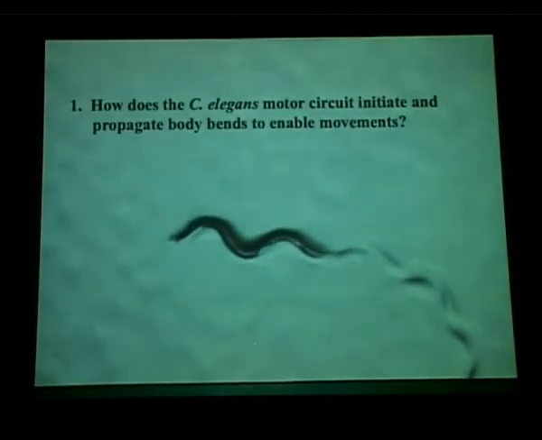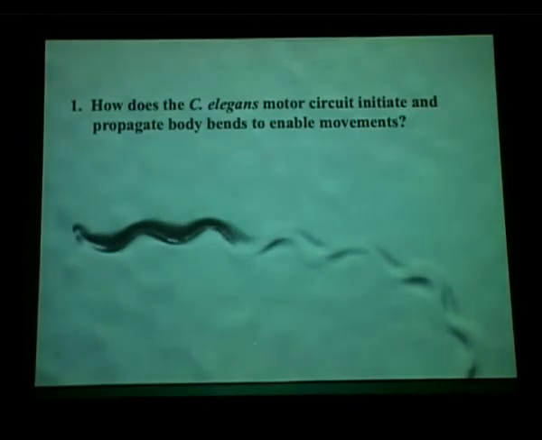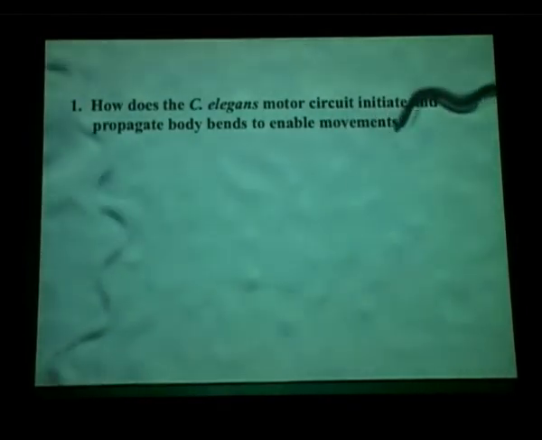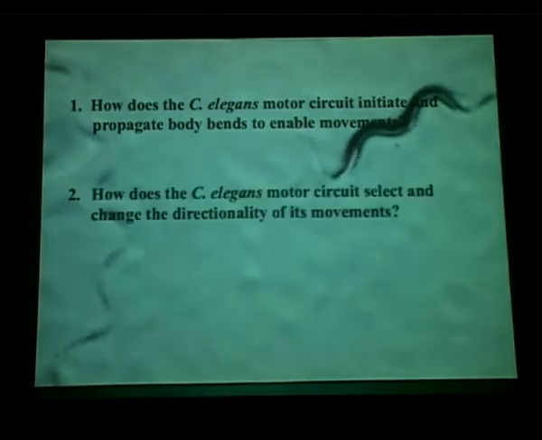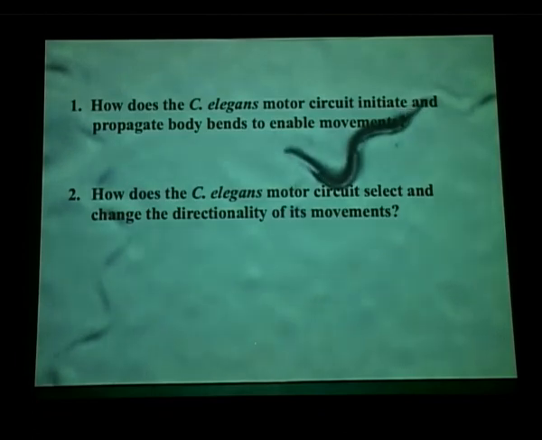First question: for them to generate this kind of behavior, the C. elegans motor circuit has to initiate and propagate body bends that either propagate from anterior to posterior direction, which allows the animal to go forward, or from posterior to anterior direction to allow the animal to go backwards. So once the motor circuit generates these body bends, how does the C. elegans motor circuit select and change the directionality of this propagation direction that simplifies its movement?